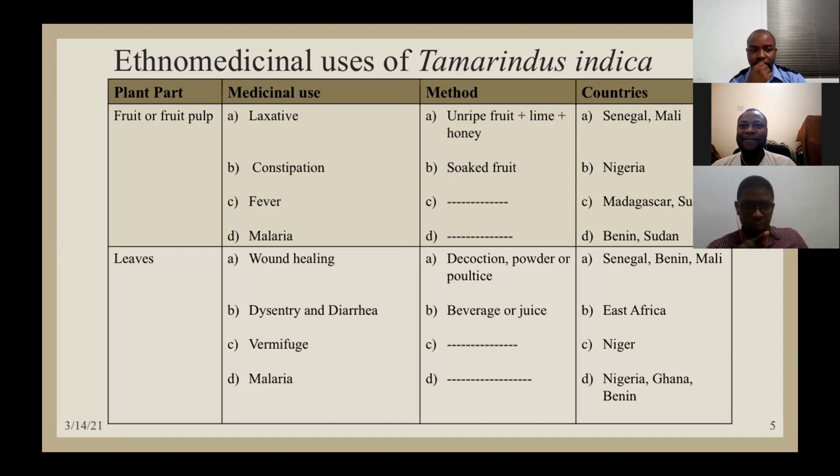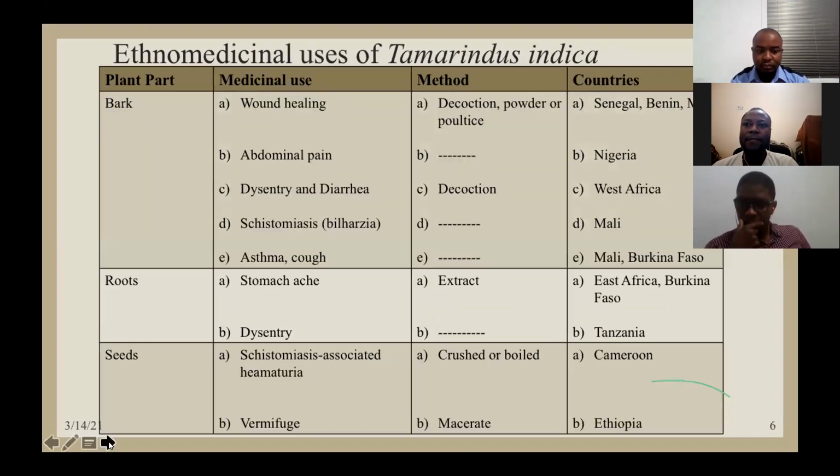The leaves are employed in wound healing, malaria treatment, diarrhea, and even as a worm expellent. The bark is used in the treatment of diarrhea and dysentery. It is also employed for wound healing. It's also used for asthma, cough, bilharziasis, and so on.